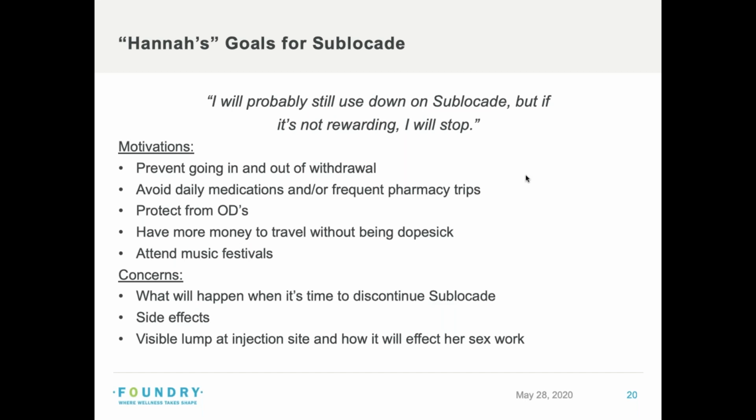Some of her concerns were what will happen when it's time to discontinue the Sublocade, whether or not she would be sick and how we would manage that, what the side effects may be. And one of her major concerns is that Sublocade, once it's injected, leaves a palpable bead at the site of injection, which is right by the umbilicus. It's about a round bead, I'd say about an inch in diameter. And it's palpable, and she does sex work. She's quite slim, so she was concerned that it might be visible and might turn some of her clients off and get in the way of her ability to make money.